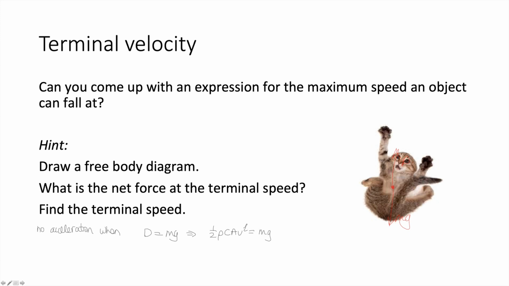And then we can rearrange this to get our terminal velocity. So V is equal to mg, and then we've got a half here, so that's a 2, divided by C rho A, and we can take the square root of this to get rid of this squared. So this is an expression for the terminal velocity of an object.